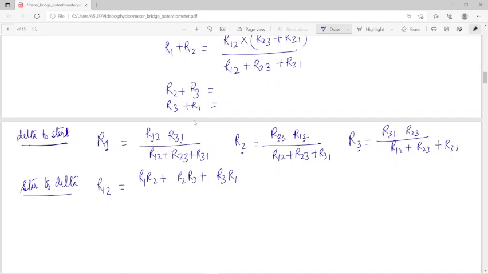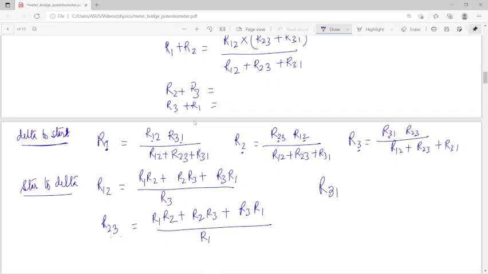Just write R1 R2 plus R2 R3 plus R3 R1 divided by, and if it is R12 you have to divide it with R3. Similarly, if this is R23, the upper part will be the same, R1 R2 plus R2 R3 plus R3 R1, and divide by R1. And for R31, it is R1 R2 plus R2 R3 plus R3 R1, that should be divided by R2.